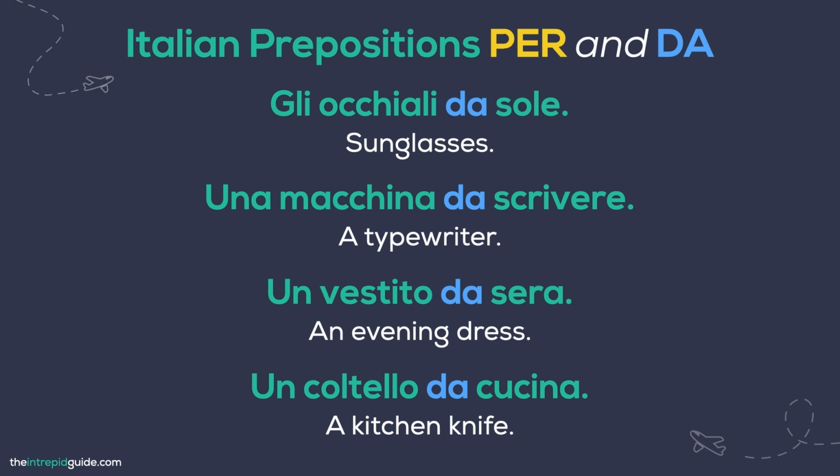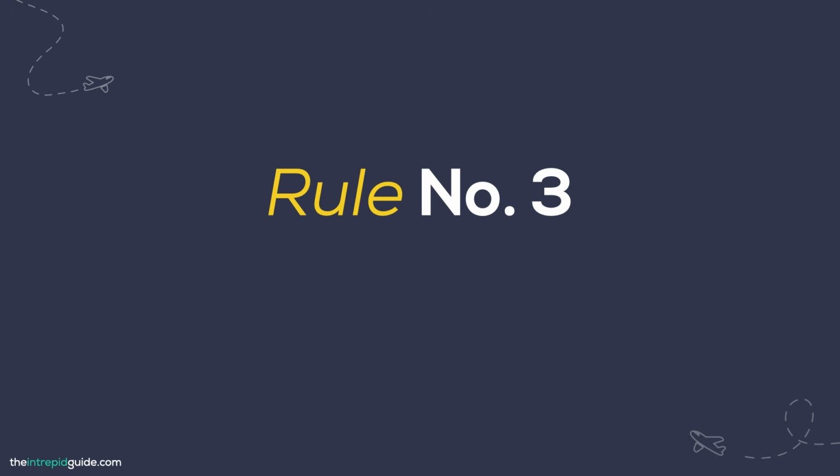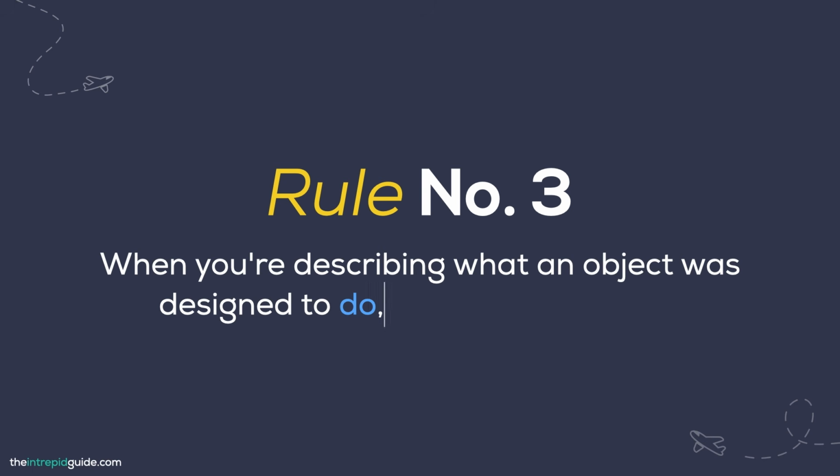Do you see a pattern here? None of these objects are choosing to do their job. They were built for it. It's what they do. And that means we need to use da. So rule number 3 is when you're describing what an object was designed to do and its function, use da.